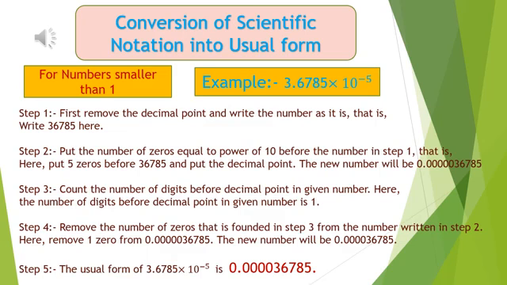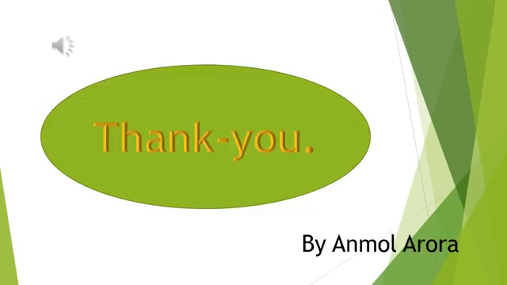So the new number will be 0.0000036785. That is 4 zeros before 36785. So the usual form of 3.6785 multiplied by 10 raised to the power minus 5 is 0.000036785. Students, this was all about your 12th chapter, powers and exponents, from my side. Thank you.